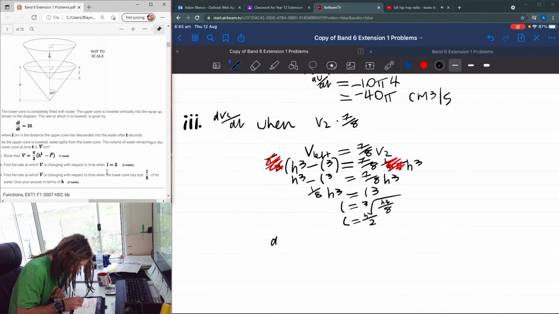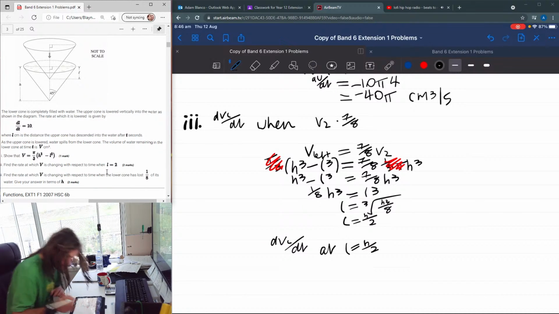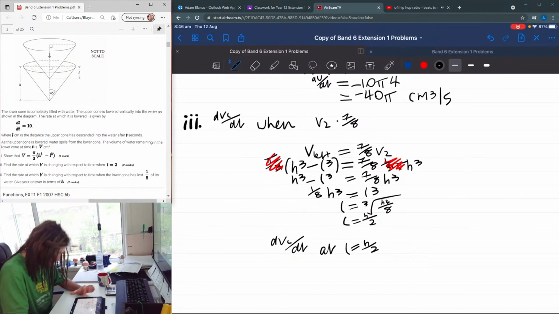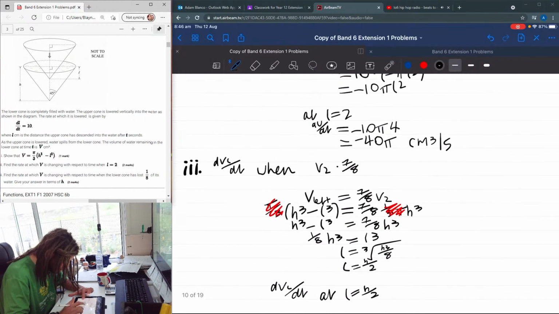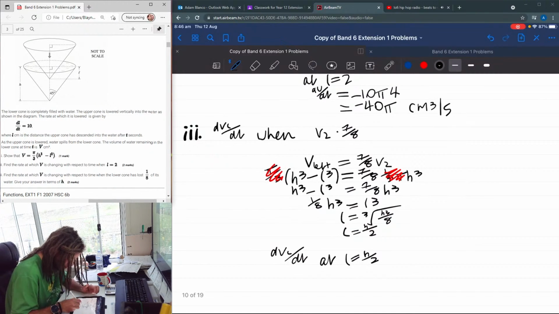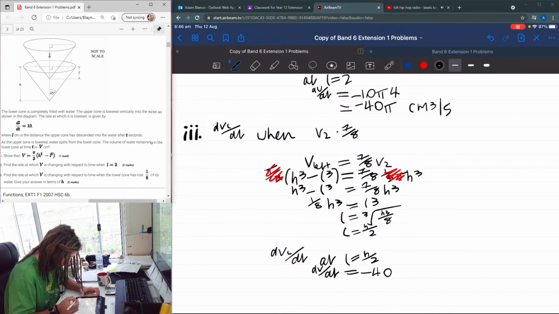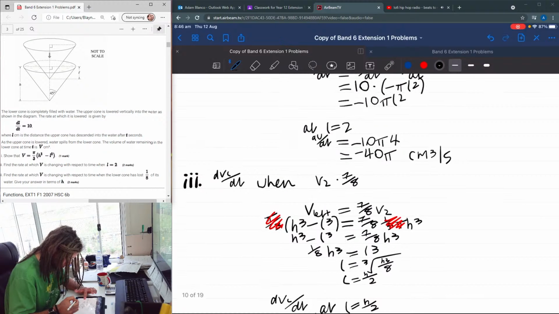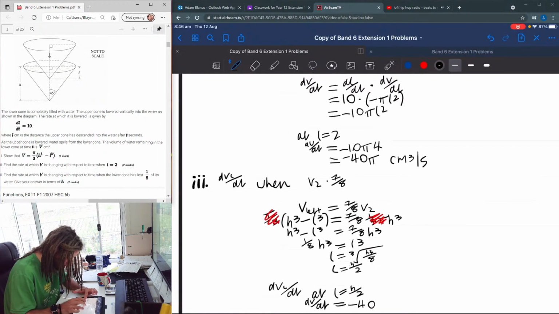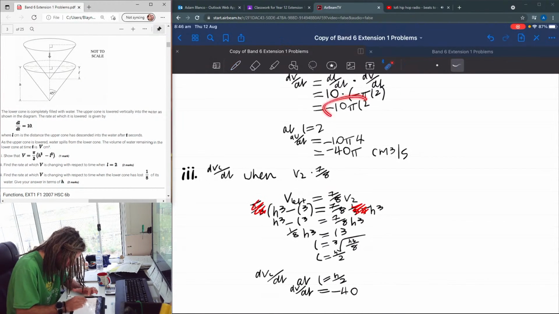So I want to know what dV dt is at L equals h on 2. So that's why I said leave your answer in terms of h. The dV dt I've got above, so dV dt is equal to minus 40. Oh, that was at L equals 2. Okay, I need the blank one. I need this one. That.